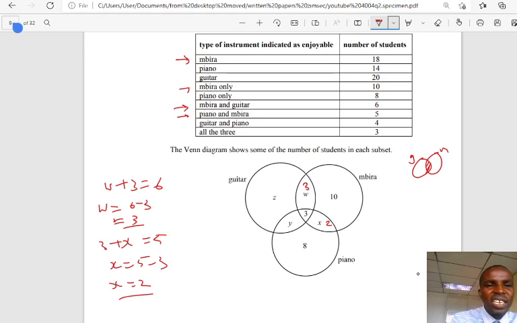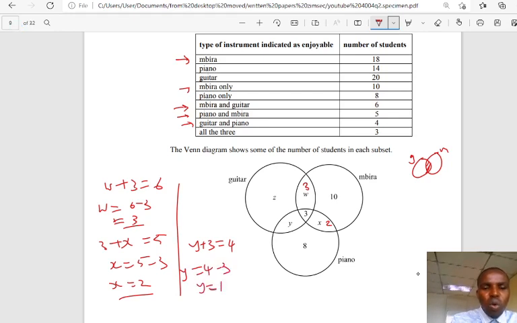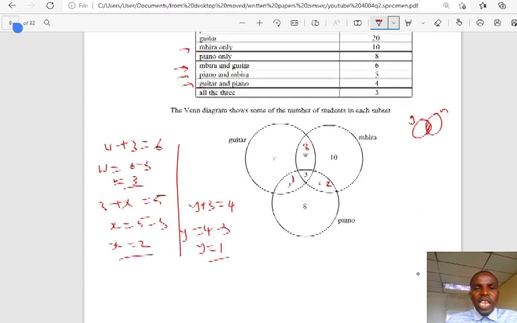Then we move further. Guitar, this one, for the guitar and piano, what is this? It's Y and 3. So Y plus 3 must give you the number of those who play guitar and piano. So you say Y plus 3 is equal to, guitar and piano is 4. So it will be Y is equal to 4 minus 3, Y is equal to 1. So where there's Y you put 1 here, like this, done. Then you are left with Z.